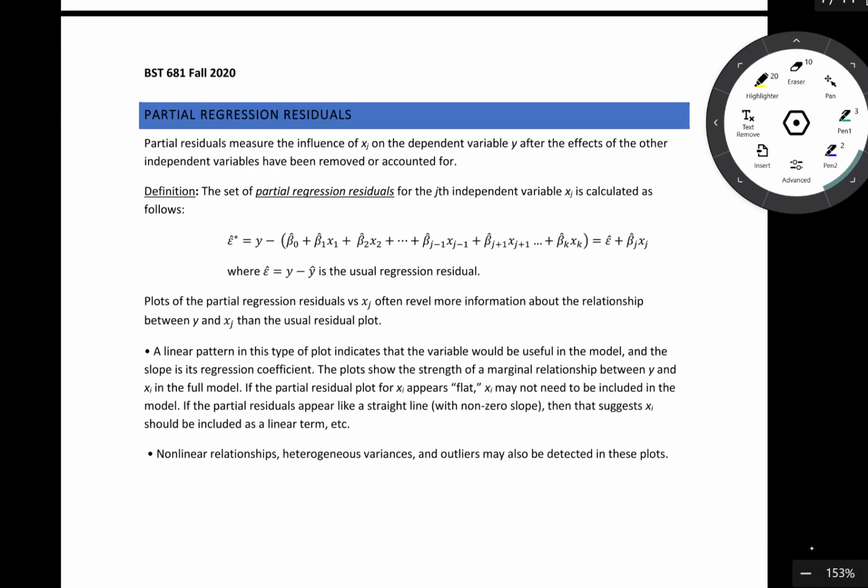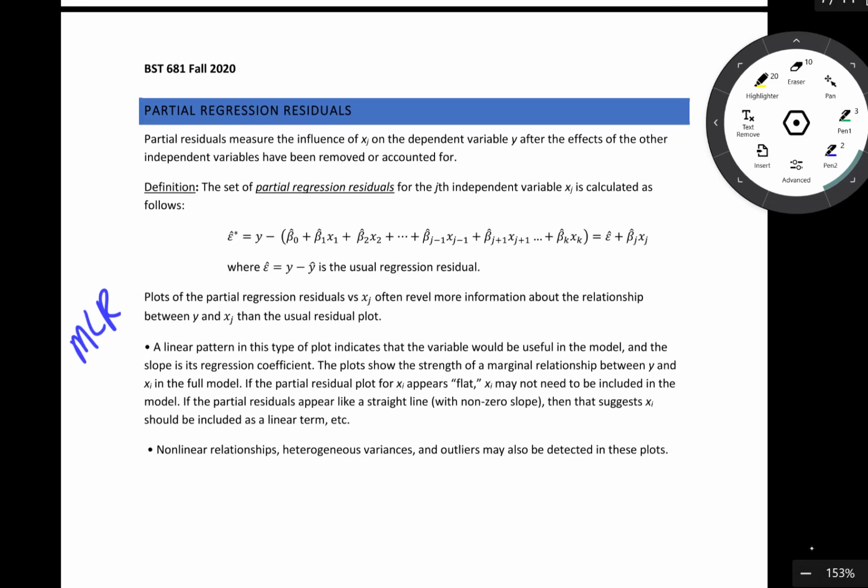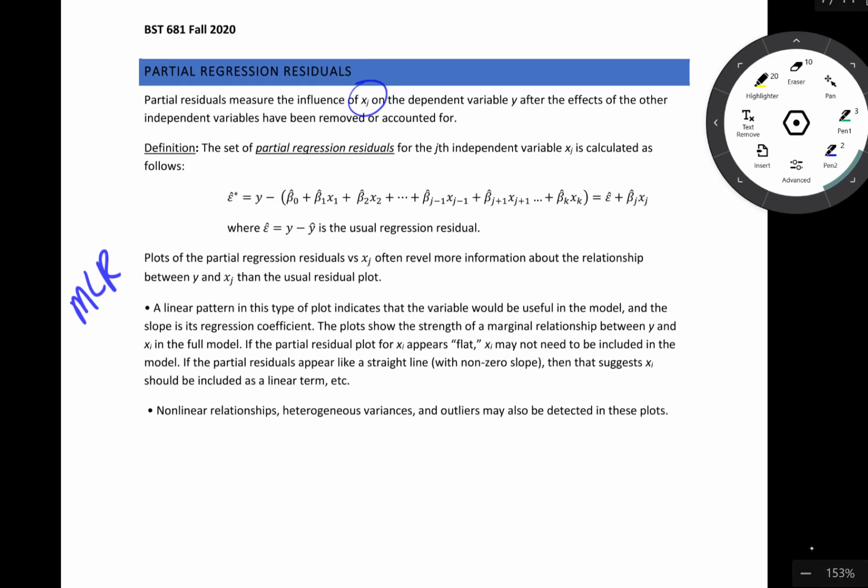So you can look at what are called partial regression residuals. These are really good when you're looking at multiple linear regression. Partial residuals measure the influence of xj on the dependent variable y after the effects of all other independent variables have been removed or accounted for. So if I was interested in the percentage of the market that was over 65 as my independent or predictor variable, the partial regression residual will measure the influence of that variable while the other 3 independent variables are either removed or accounted for. And so here is the formal definition of a partial regression residual, and I'm going to have you read this section on your own. Again, if you're performing multiple linear regression, the partial regression residuals are something that you're going to want to consider.